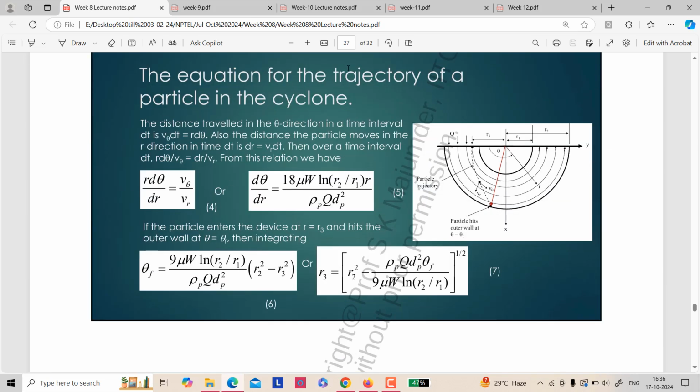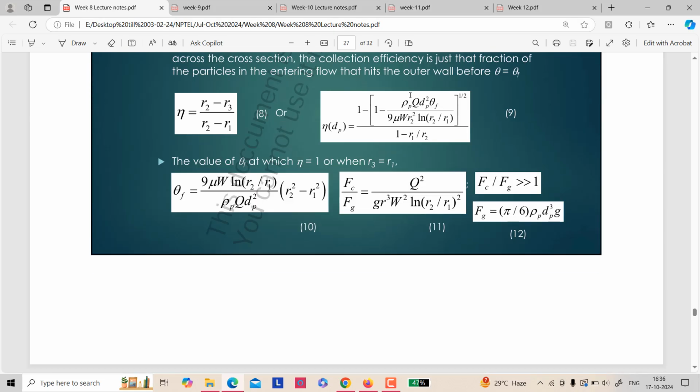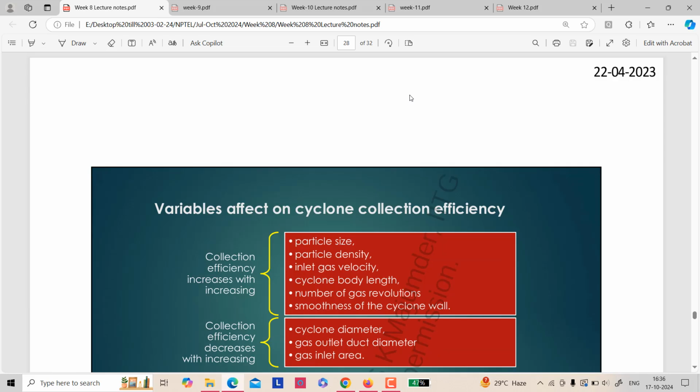This is the equation for the trajectory of a particle in the cyclone separator. This is the calculation. You can check it. Now, what are the variables that affect the cyclone separator collection efficiency?